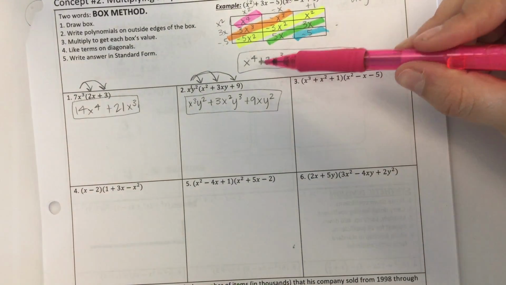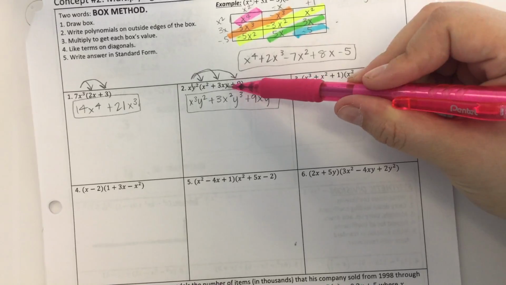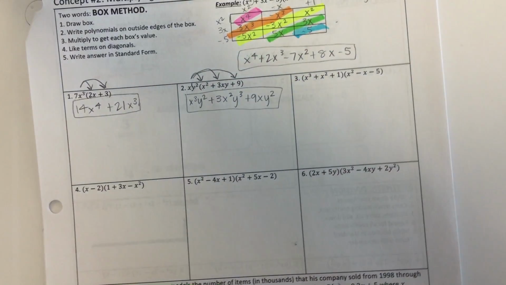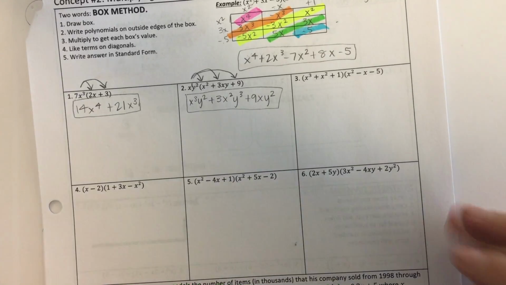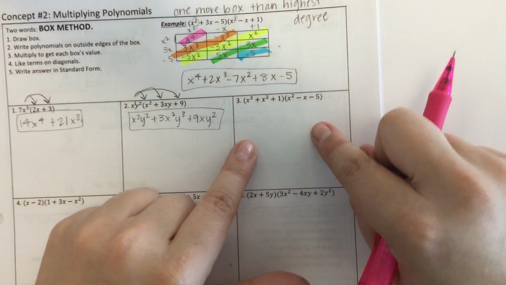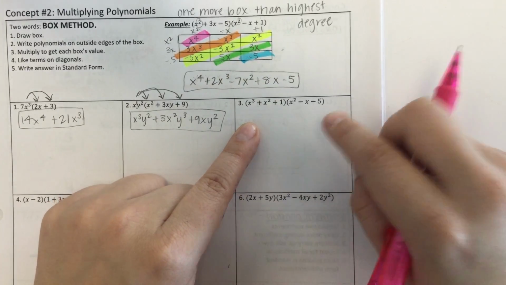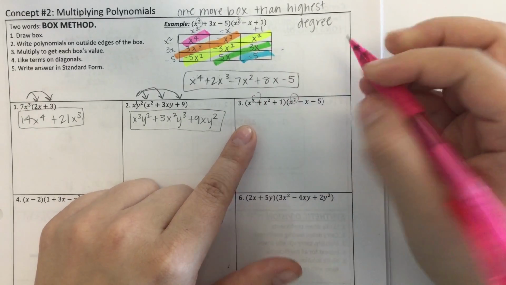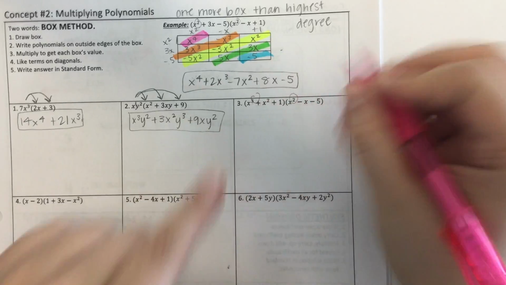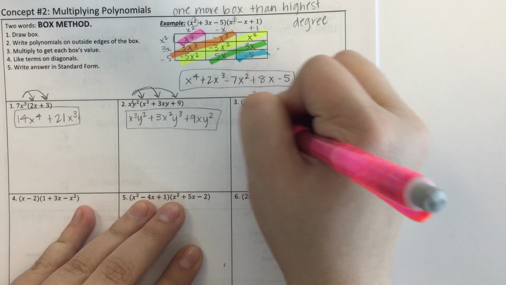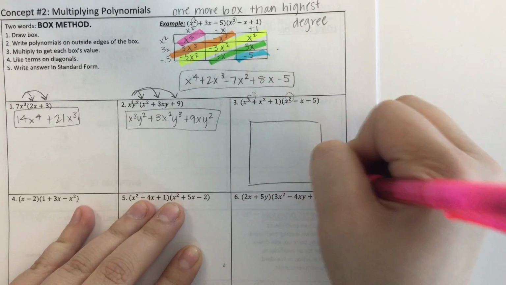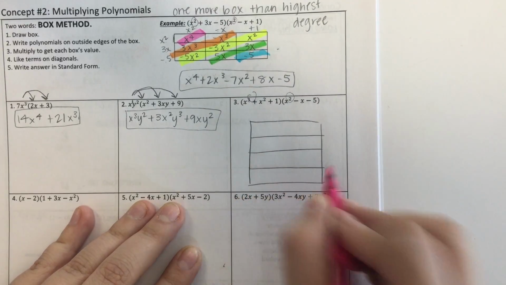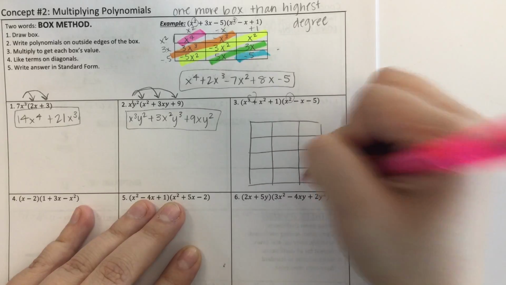These ones are going to be a little bit more complicated because you have to figure out which 2 variables go together. But like variables, you add like variables exponents. That's all you need to remember. For number 3, we are going to draw a box. So we have a degree of 3 and a degree of 2. So we're going to draw a 4 by 3 box. So 1, 2, 3, 4 by 1, 2, 3.